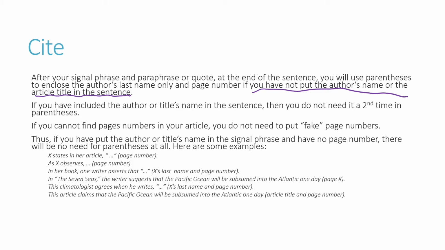If you cannot find page numbers in your article, you don't need to put fake page numbers. That is, you don't have to just label a page 1. You don't have to use paragraph. I know you may find that information in detail from some other MLA source, but for our purposes here, and most of the MLA papers I've seen that are correctly cited, because you have the website in your citation at the end, you don't need the paragraph number.